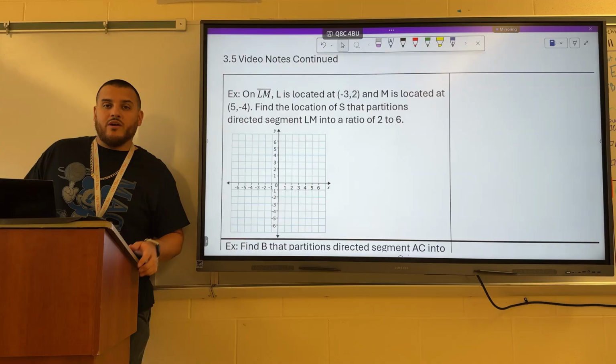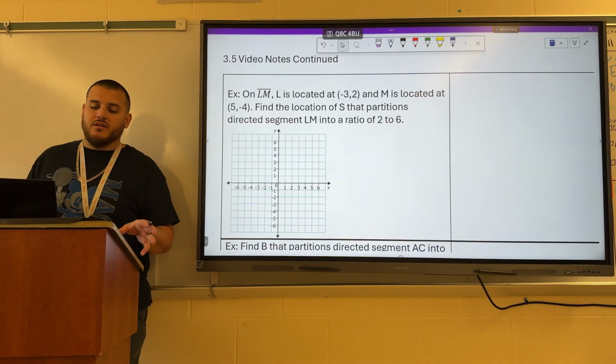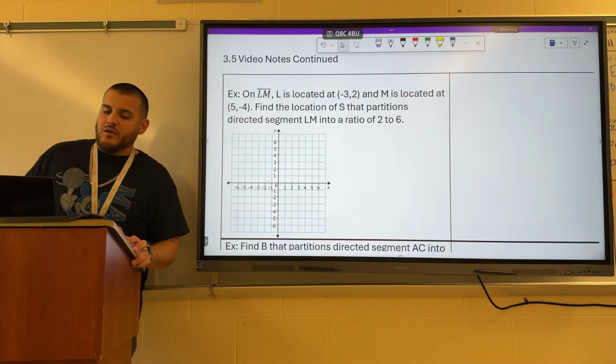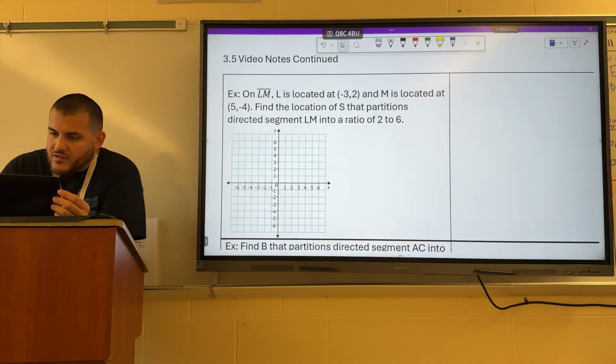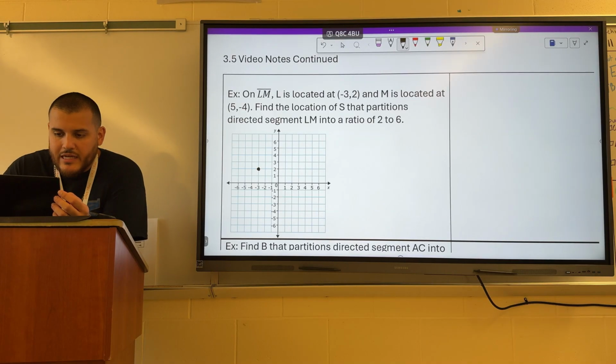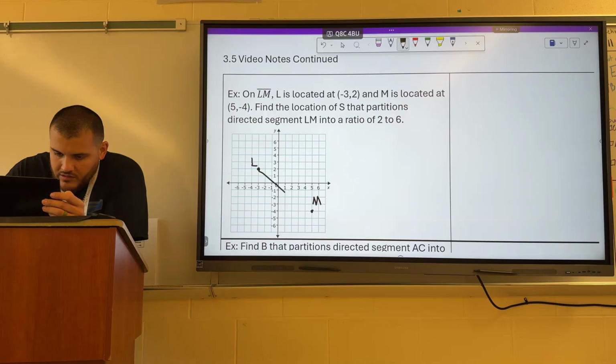So we're going to be continuing our practice here, doing that same process to find the location of a partitioning point. We have a segment LM. Point L is located at -3, +2. We have a graph here on this one, so I will graph these points to give you a visual. That's point L. Point M is located at +5, -4. So let's go right 5, down 4, that'll be right there. That's going to be our point M. You can connect those here.